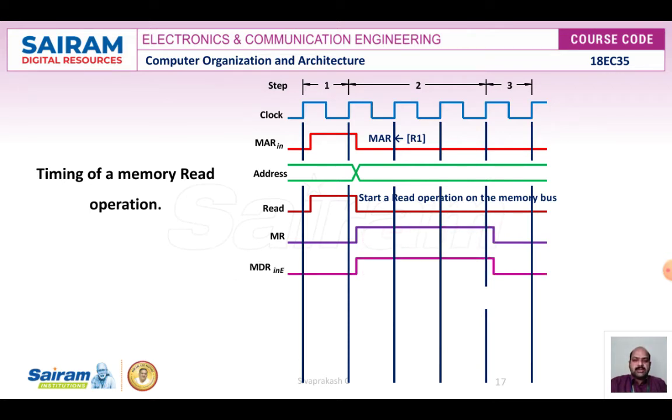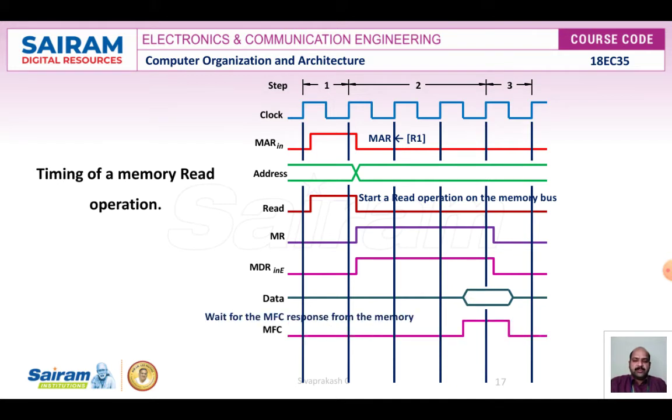Once the memory location is identified, the data will be fetched from the external memory. MDR will be issued to fetch the particular input data. Once the data is fetched, the memory gives a signal, memory function completed, from the memory to the processor.